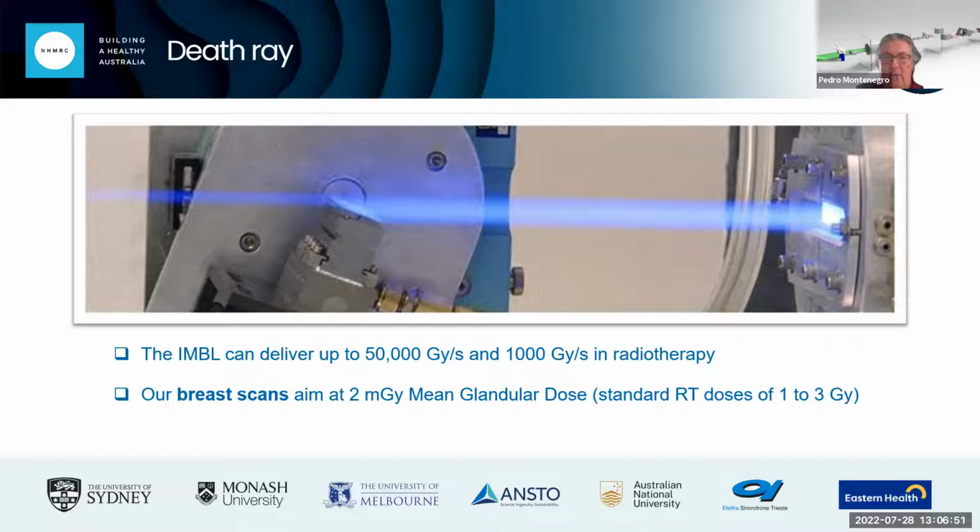In terms of dose, we have done experiments on the IMBL with up to 50,000 grays per second. And typically when we do radiotherapy, we use a beam of 1,000 gray per second. So this is to be contrasted with our breast scans at the moment, where we aim at 2 milligray in a full scan of mean glandular dose. And in the case of radiotherapy, we go down to 1 to 3 grays in an irradiation. So you can see the challenge in getting this down to do safe breast scan.